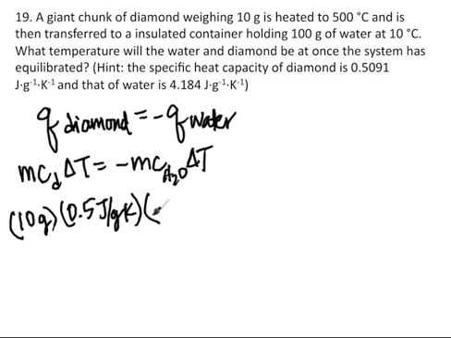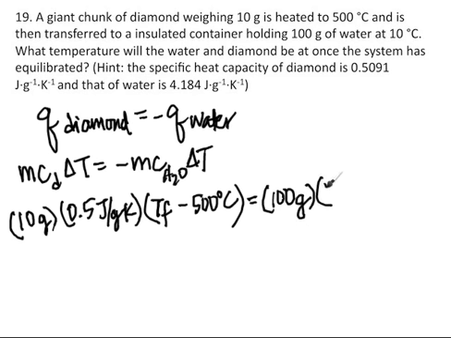And then the delta T is going to be the final temperature minus the initial temperature, which is 500 degrees Celsius. Okay, now on this side of the equation we have 100 grams, and then the heat capacity is 4.184. Same thing, joules per gram Kelvin. And then the final temperature is unknown, but the initial temperature is 10 degrees Celsius.